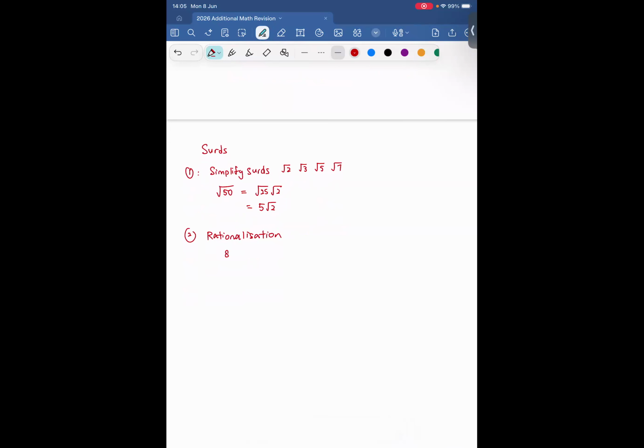If you have like 8 over 3 square root 2, how do you rationalize this? You don't need to multiply 3 square root 2. You just need to multiply square root 2 over square root 2 will do. Square root 2 times square root 2 is 2. 2 times 3 give me 6. If you simplify this fraction, it will give you this.